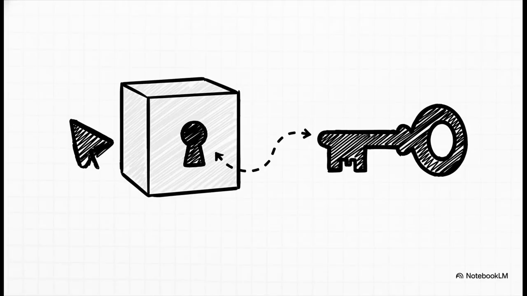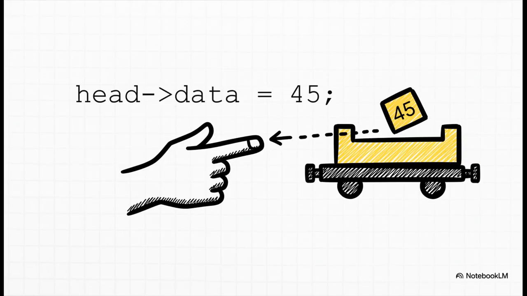Now to get inside our newly created node, we need a special tool. Because we're holding onto it with a pointer, head, we can't just use a simple dot. We have to use this guy, the arrow operator. It's just a dash followed by a greater than sign. It basically tells C, hey, follow this pointer to where the node is, and then let me access one of its parts. Let's start by loading up the cargo.